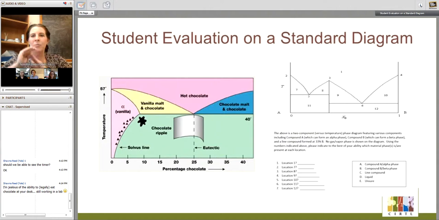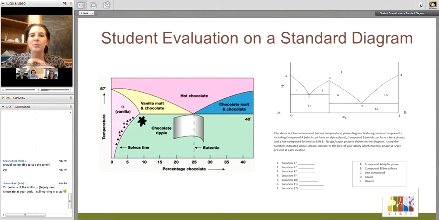So on your right here is the student evaluation form that I designed. What's shown there has no relation to chocolate. This is a very standard diagram you'd find in any beginning material science textbook. And what it's showing is called the eutectic point. That's where you have this point coming down and you get a temperature suppression.